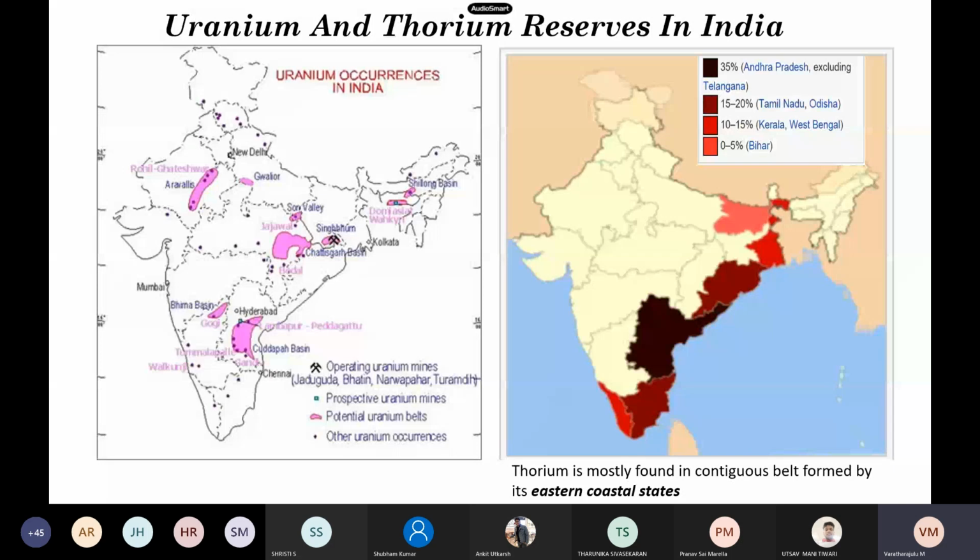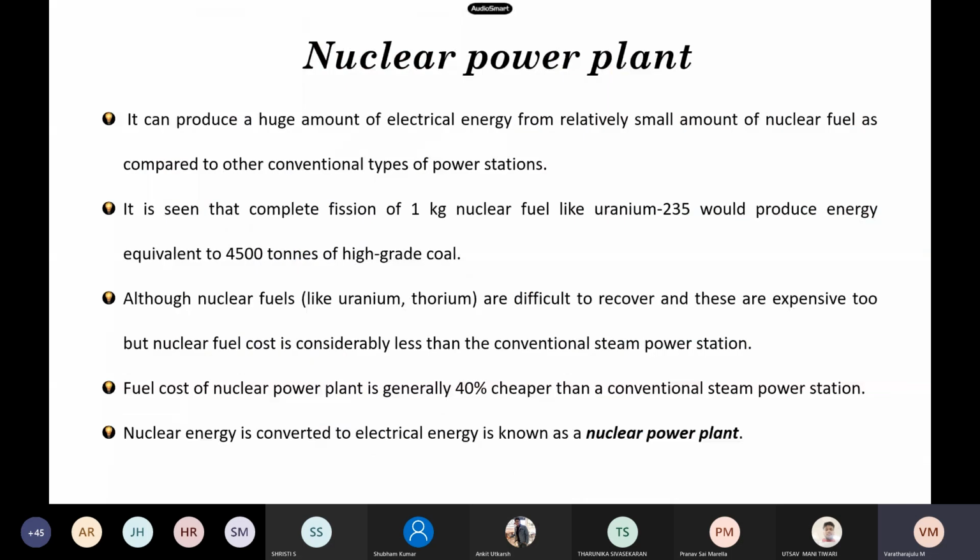And the nuclear power plant, as I already discussed, 1 kg of nuclear fuel like uranium-235 would produce energy equivalent to 4,500 tons of high grade coal. That is why various countries are now trying to erect new nuclear power plants. And the protest which happened in Kudankulam has to be taken care of when we are discussing nuclear power plants. And see what happened in Japan.